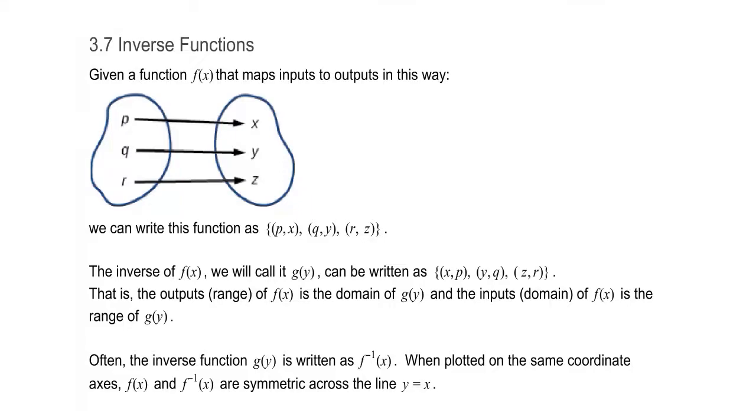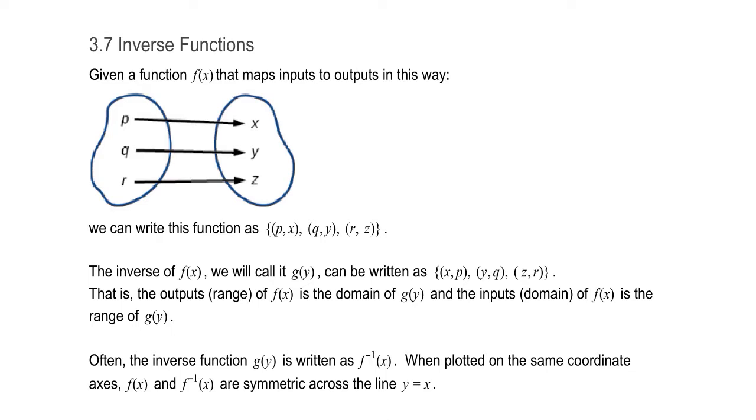Section 3.7, Inverse Functions. Given a function f of x that maps inputs to outputs in this way, we have p maps to x, q maps to y, and r maps to z. We can write this as a set of ordered pairs because it's discrete, where (p, x) is an ordered pair, (q, y) is an ordered pair, and (r, z) is an ordered pair. Again, inputs and outputs.